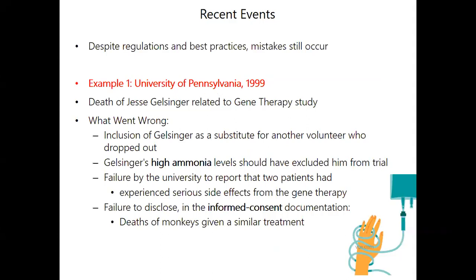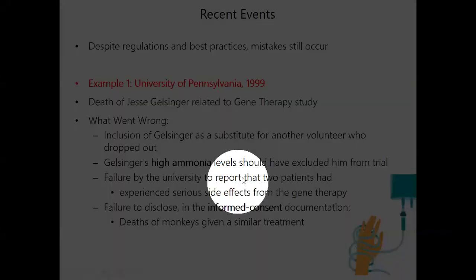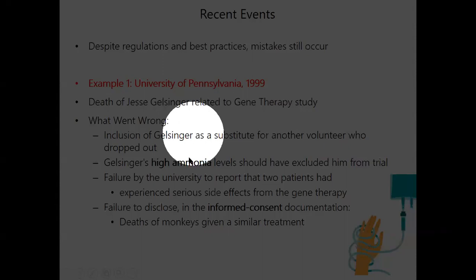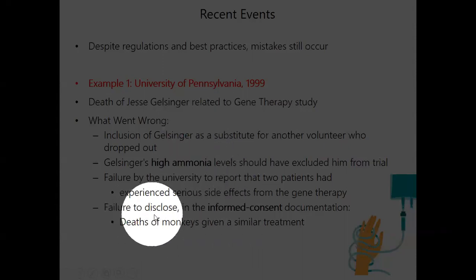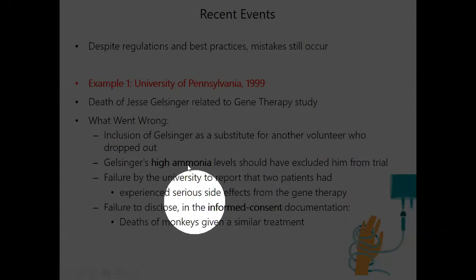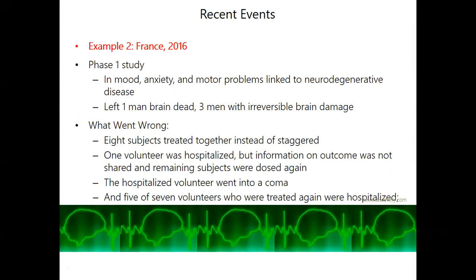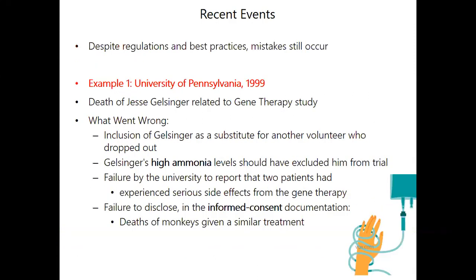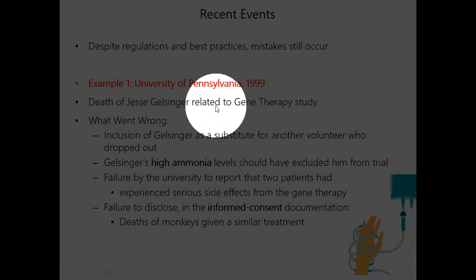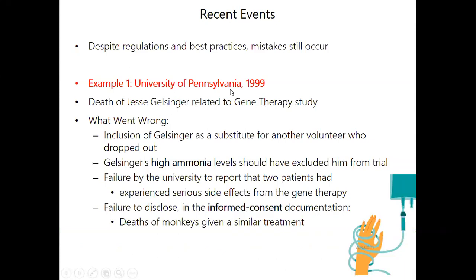So Tuskegee goes on. Look at this. 1999, just about 10 years ago, no, 20 years ago. Gelsinger was a young student who was randomized, or at least offered a clinical trial, and died of a high ammonia level. The trial failed to disclose this information in the informed consent. There were deaths in monkeys. Not only that, there were 2 patients on this particular study who died before Gelsinger received the study drug, but he was not informed. So even today, Tuskegee happens.